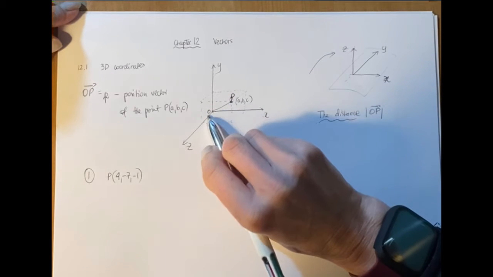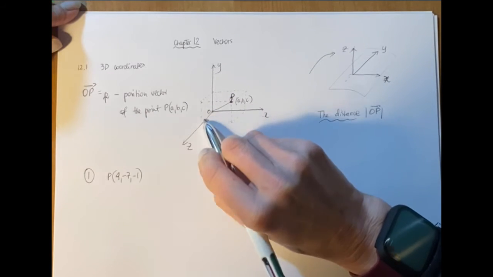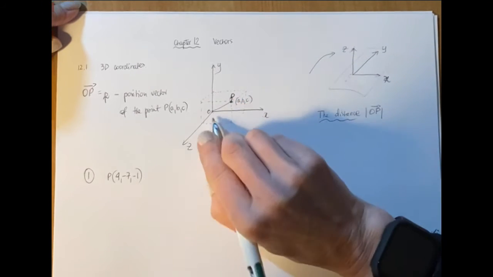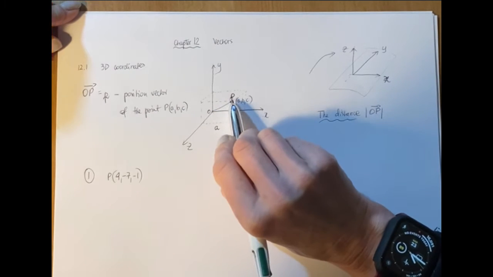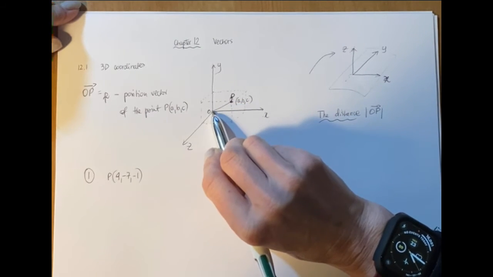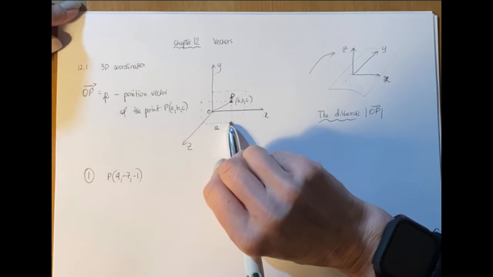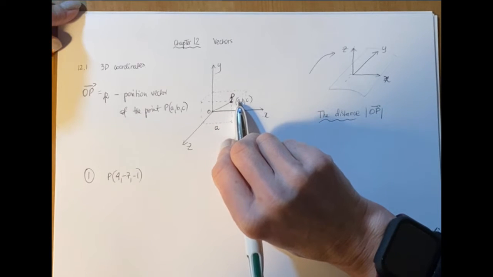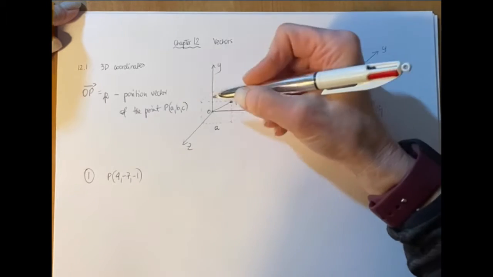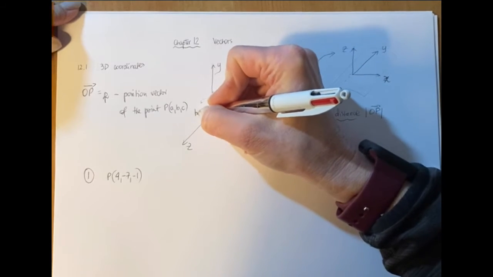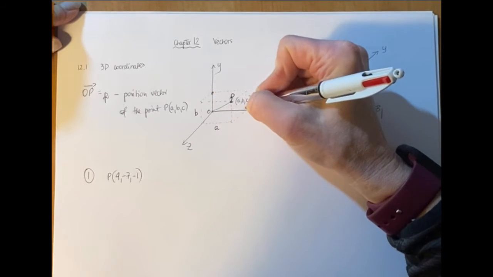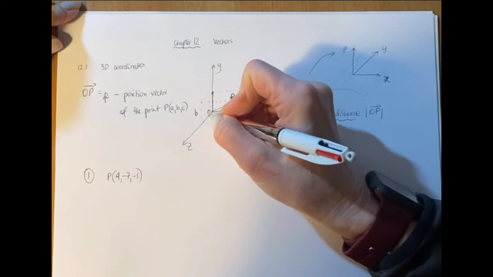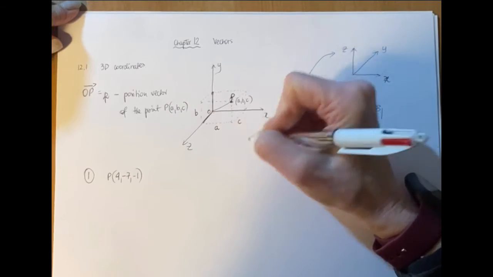So this is like finding the length of the diagonal of that cuboid, which takes you from the origin O to the point P. That cuboid would have one side of length A, which is the x coordinate of that point, then the height B, because that's the y coordinate, and the depth C, because that would be the z coordinate, so C would be over here.